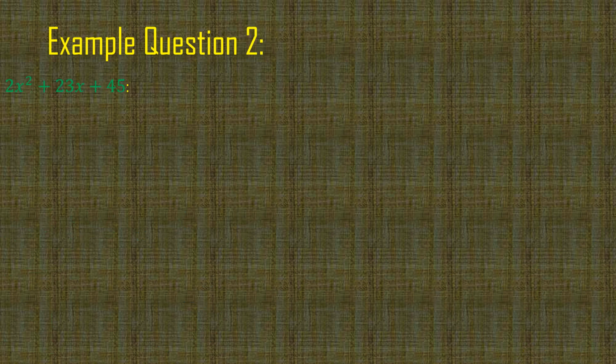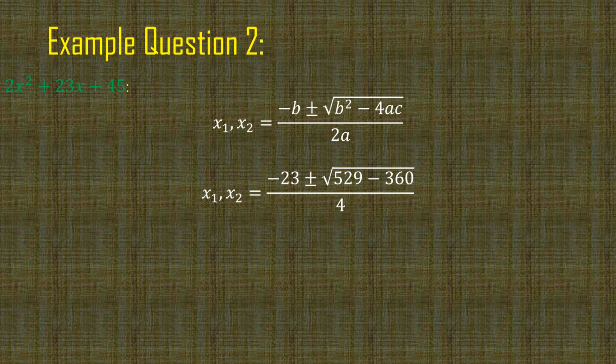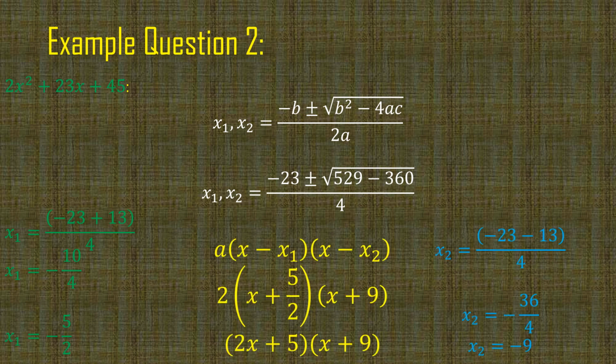So example question number 2. So we have 2x squared plus 23x plus 45. So now taking the quadratic formula where x1, x2, plug in the values, and now this hefty 529 minus 360 is the square root of 169, which is 13. So now plug in plus 13 as the square root of 169. So you get negative 10 over 4, and x1 is equal to negative 5 over 2. So now x2 is equal to minus 23 minus 13 over 4. That's minus 9.